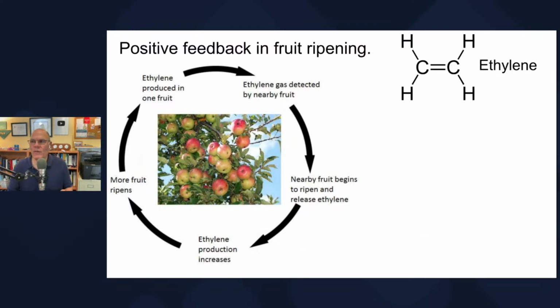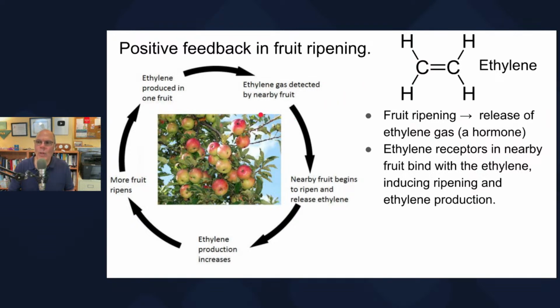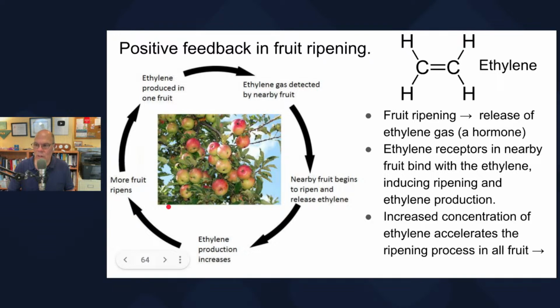A similar system works in fruit ripening. And what's remarkable about fruit ripening is that the hormone that drives the system is actually a gas. That gas is ethylene. It's very, very simple. Basically, as fruit ripens, it releases ethylene gas. That ethylene goes into the atmosphere, and the ethylene will bind with receptors in nearby fruit. And that gets those fruit to ripen, and that induces more ethylene production. More ethylene production leads more fruit to ripen. So, in one area, all these fruit are ripening at the same time because of a positive feedback loop. Increased concentration of ethylene accelerates the ripening process in all fruit, and that leads to more ethylene.